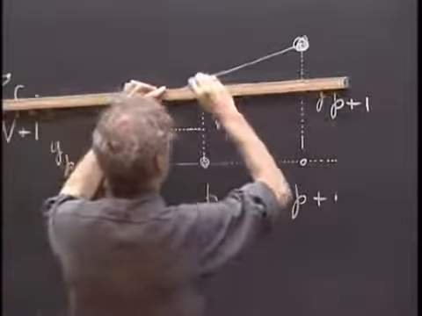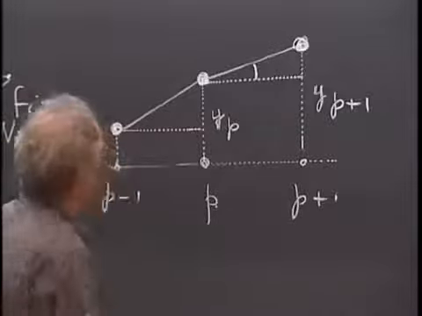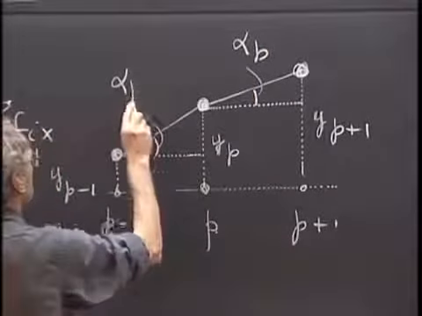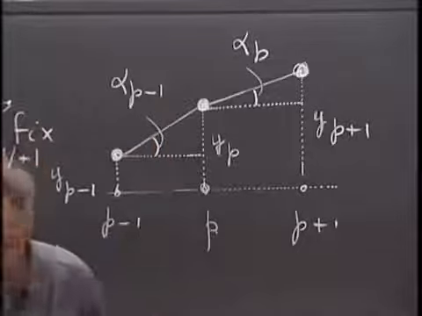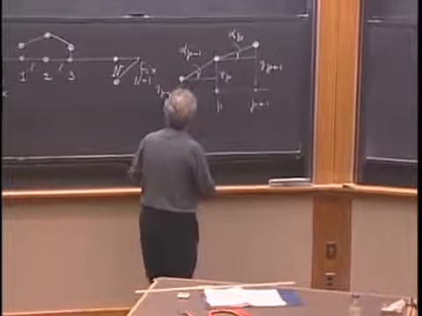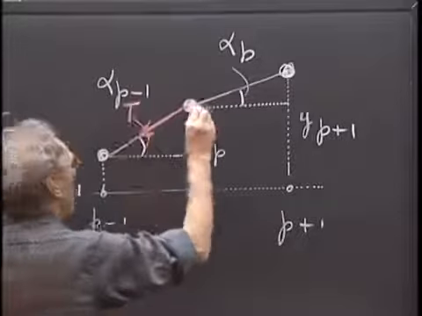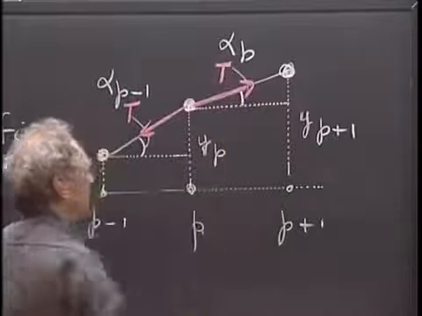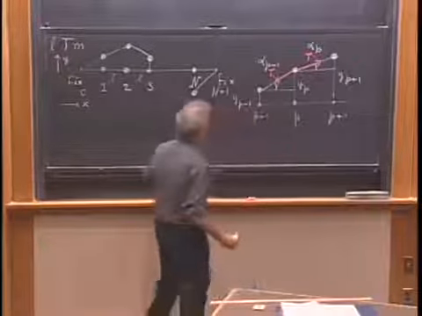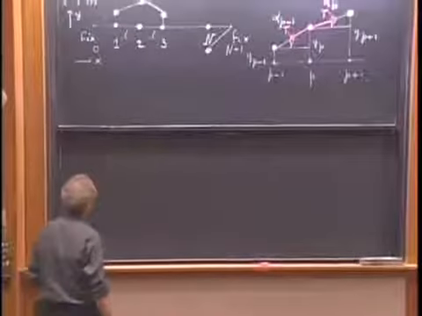We draw this line. I will call this angle alpha_p, and I will call this angle alpha_(p-1). So, the tension is going to be on that point p, on this little mass m in this direction, and there is a tension in this direction, and we will assume that these tensions are the same for reasons that I mentioned.